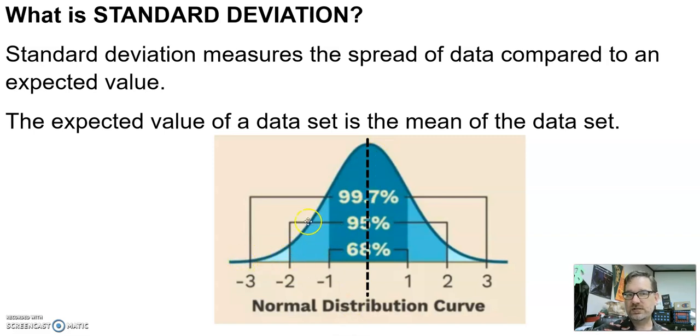Picture-wise, if I give you a nice normal distribution like this, here is my expected value, my mean. We traditionally have 3 standard deviations up and 3 standard deviations down. A standard deviation measures how far from the mean to each standard deviation we go. So from the mean to 1 is the same distance as 1 to 2, and that's the same distance as 2 to 3, going up or down. So that is what a standard deviation tells us: how far our data is from my expected value, which is my mean.